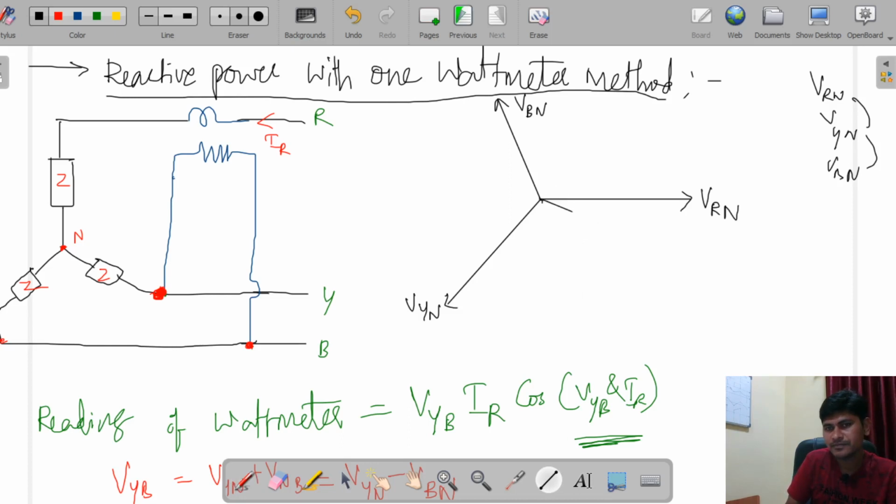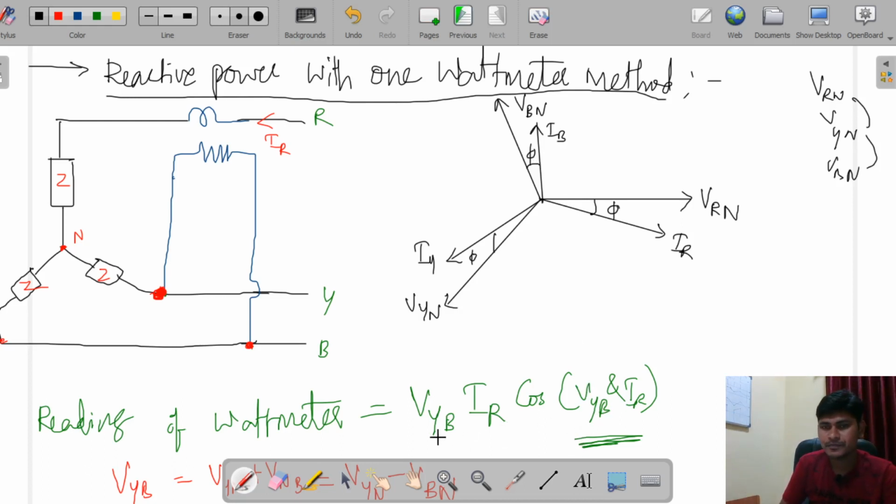Respective currents will be IR, IY, IB. So this will be IR. IR lags VRN by an angle phi. IY lags VYN by an angle phi. IB lags VBN by an angle phi.